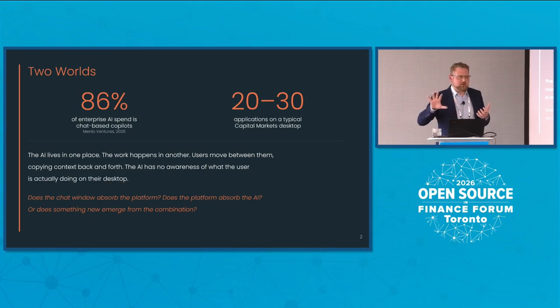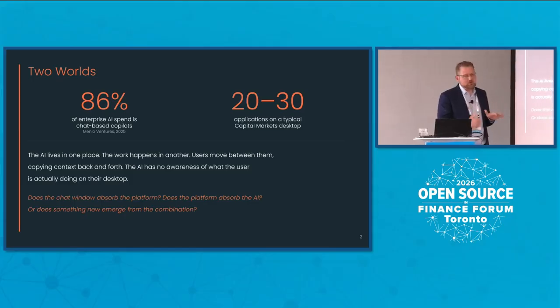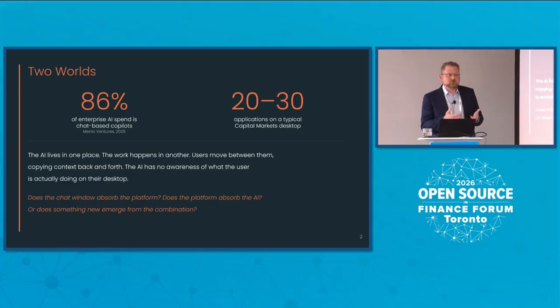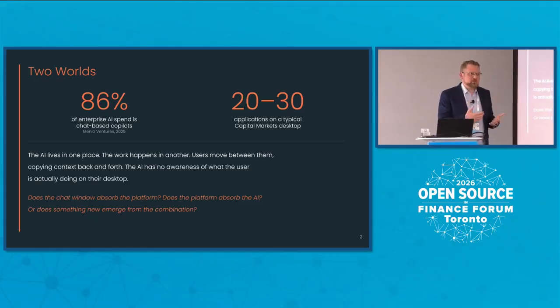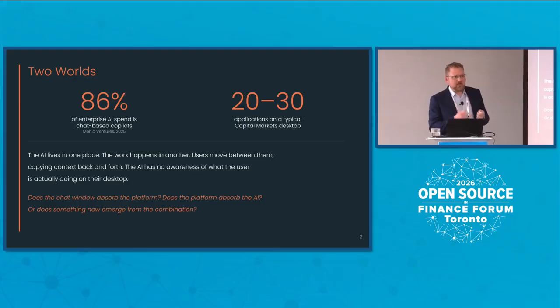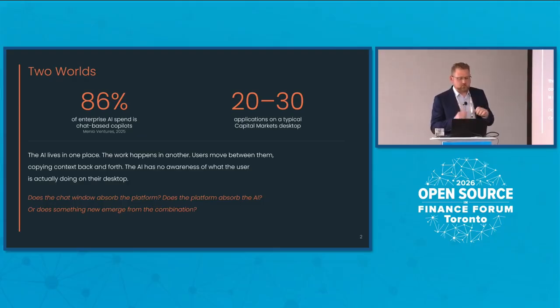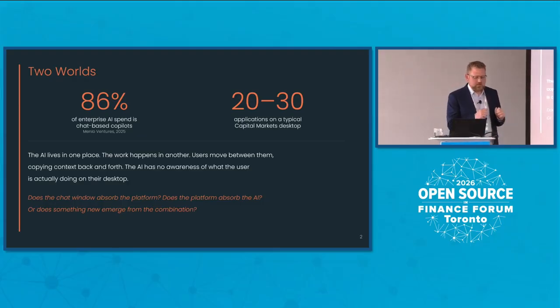happening in the enterprise. For our clients, there's usually around 20 to 30 applications on the enterprise desktop at any given time, and that number can be much higher. This is where the work is actually getting done today. Users move between these applications, they're context rich, and today, typically, AI has no awareness of that desktop or the work that's being done inside of those applications.